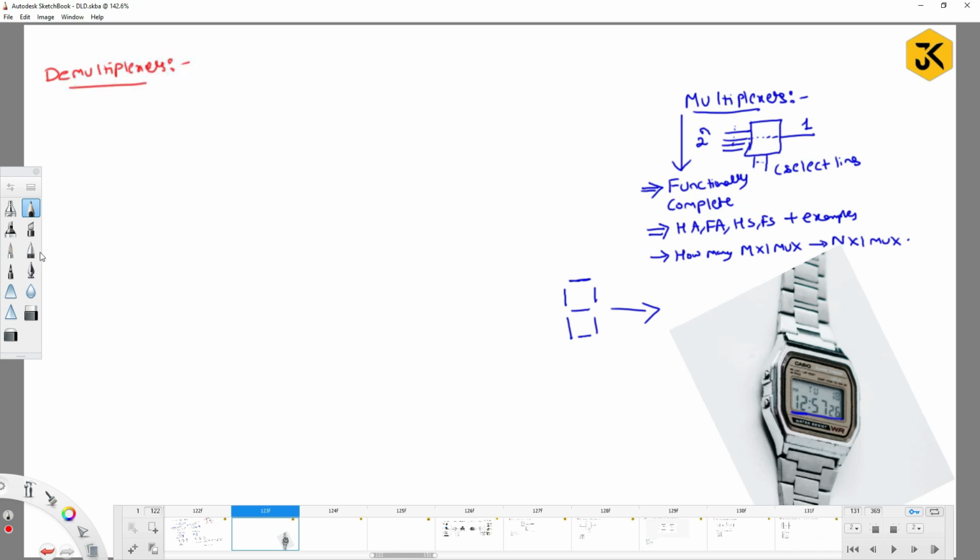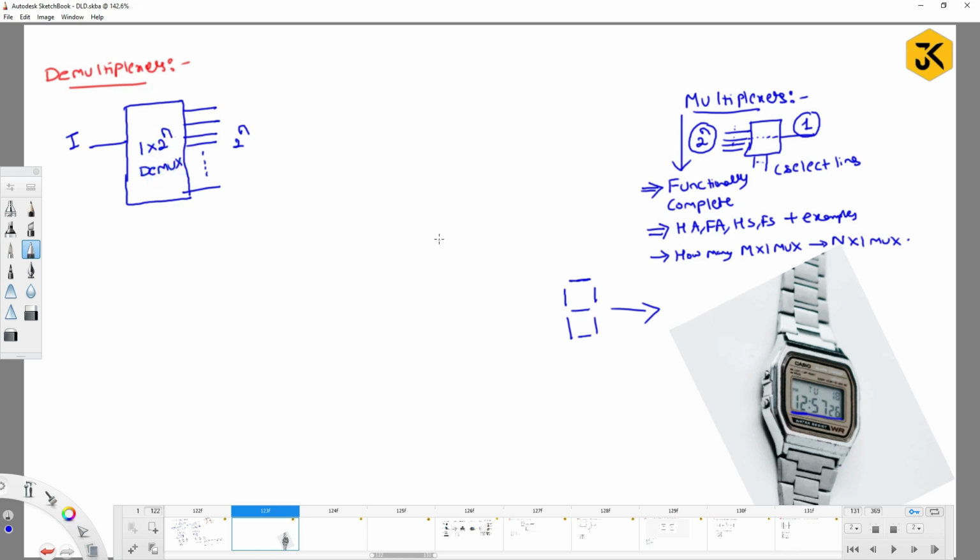See guys, a multiplexer takes 2 power n lines as input and produces one line as output. Whereas a demultiplexer takes one line as input, which I can call I, and produces 2 power n lines as output. Basically, I can call it a 1 by 2 power n DEMUX.